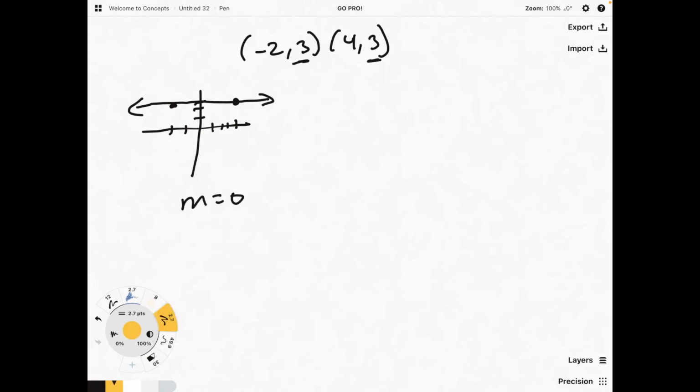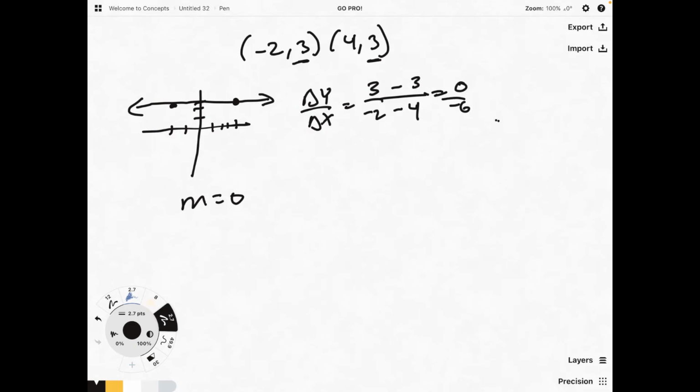If you don't remember that, you can always calculate it by doing the change in y over the change in x. In this case, it's going to be 3 minus 3 over -2 minus 4. And we're going to get 0 over -6, which is equal to 0. So that's how we know that this is a horizontal line.